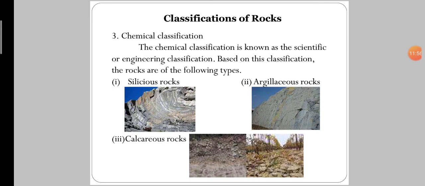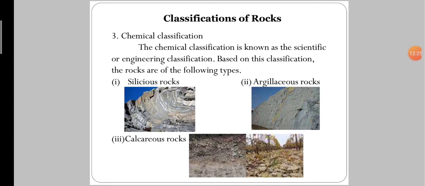For argillaceous rock, it has argil or clay content, which is the main part of this rock. This rock is also known as a hardened rock, and it is also durable, but it is brittle. Examples of these kinds of rocks are slates and laterites.